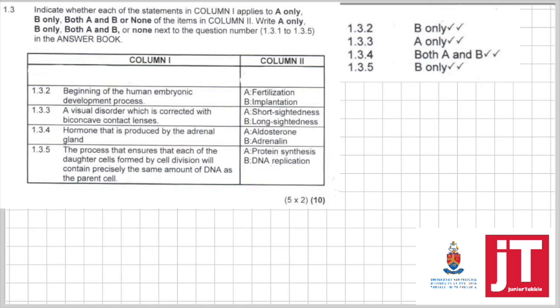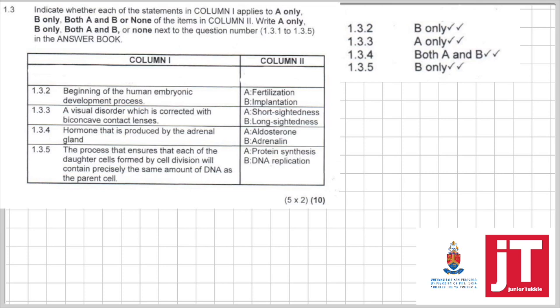Right, 1.3. Indicate whether each of those statements in column 1 applies to A only, B only, both A and B or none of the items in column 2. Write A only, B only, both A and B or none next to the question number. I've again removed 1.3.1 because it's based on human impact, and that is not in your syllabus anymore. So the questions in this paper that I've removed are based on human impact, and there's no need for us to go over it because it's not in your syllabus.